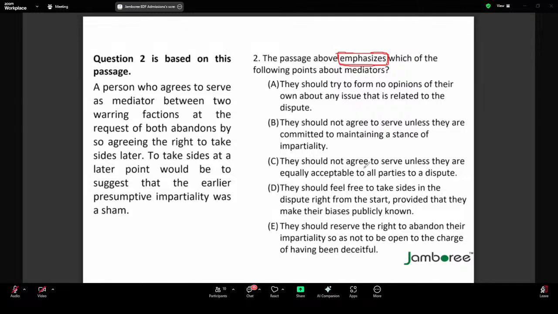So which one says this? I think this one makes more sense. I don't want to spend too much time on this. Oh, sorry, did I mark the wrong one? They should not agree unless... sorry, I meant this one only. They should not agree to serve unless they are committed to maintaining a stance of impartiality. The other option says should not agree to serve unless they are equally acceptable. Being equally acceptable is not a concern. The main concern is they have to be impartial. So yeah, B will be correct.